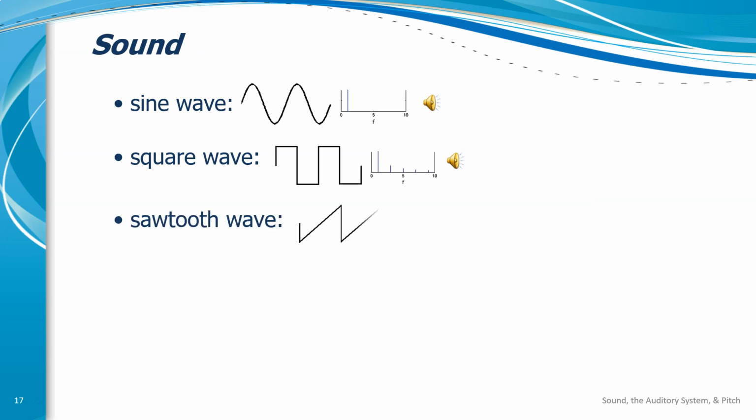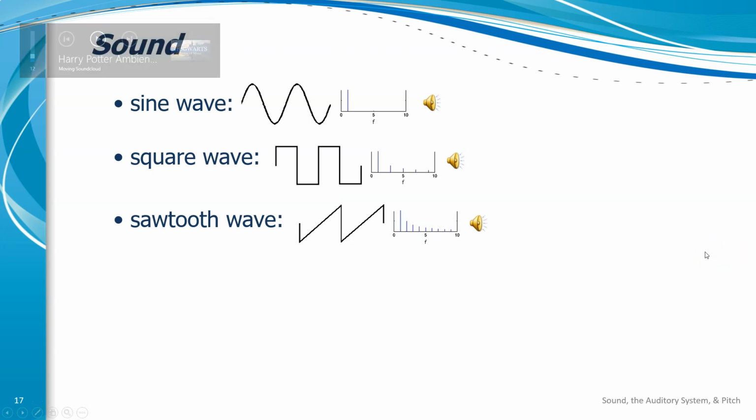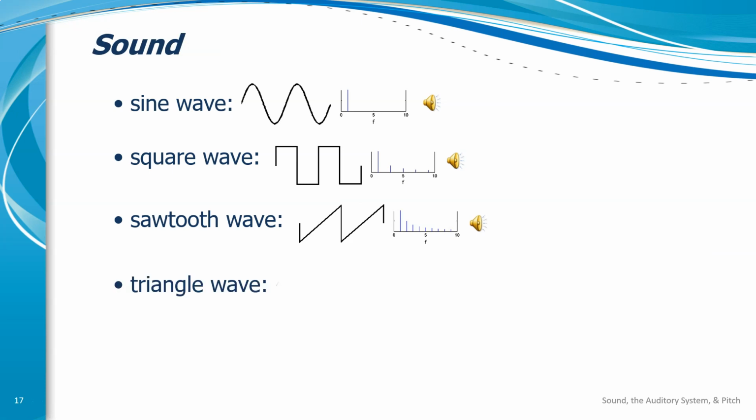Let's try a sawtooth wave. Again, a very different looking spectrum. And that one sounds, I'm going to turn the sound down a little bit. That one sounds like this. Do you see why I turned it down? Yeah, pretty annoying there. And finally, a triangle wave, which you might think is the same as a sawtooth.